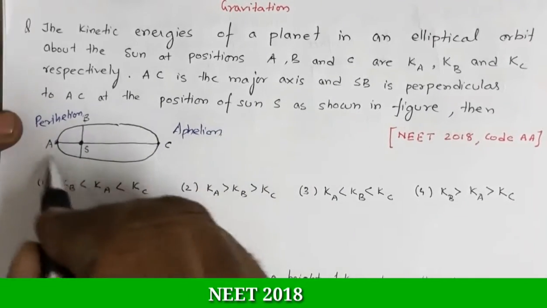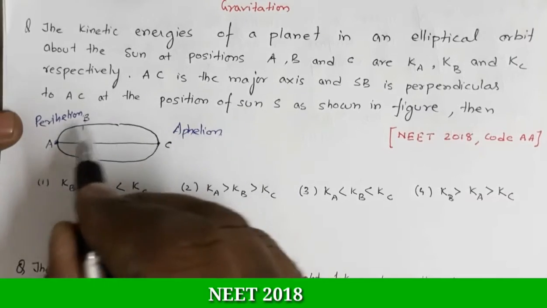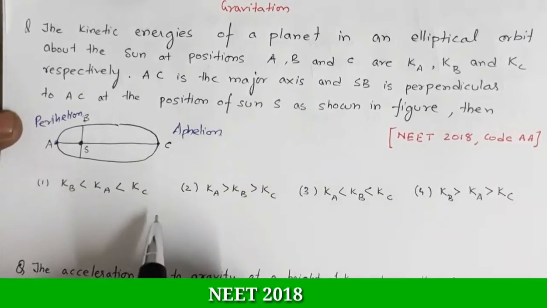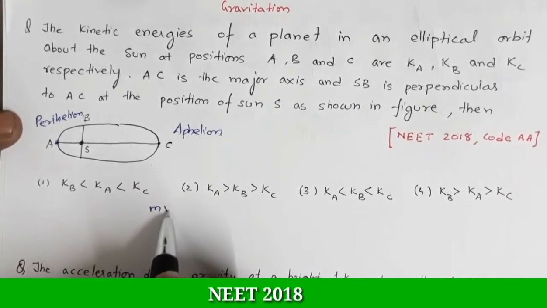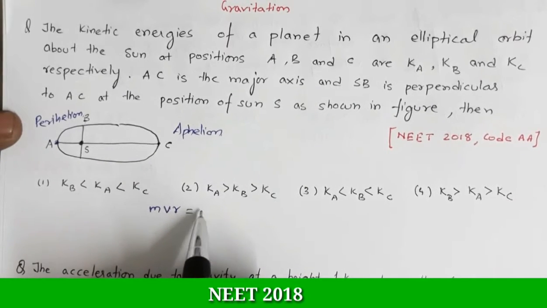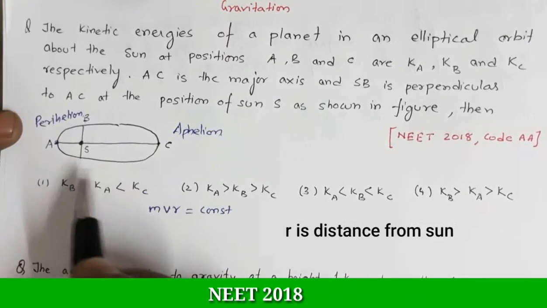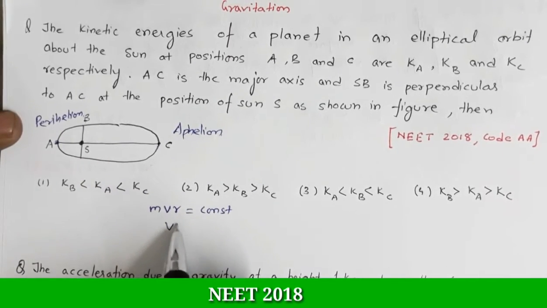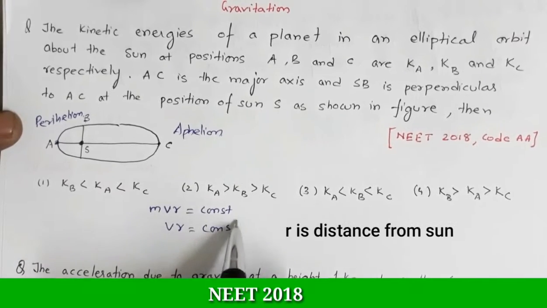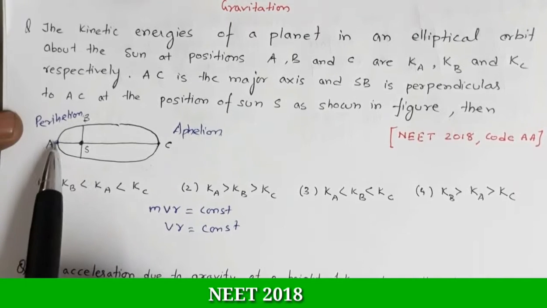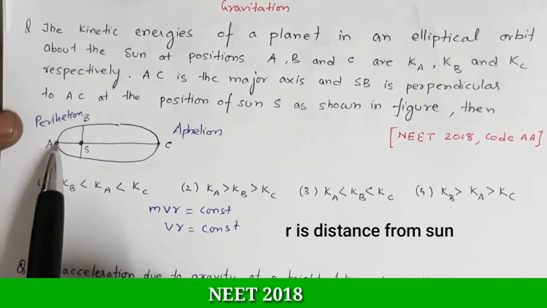Now, when a planet is moving in an elliptical orbit, the angular momentum is conserved. So angular momentum is conserved means mvr, this is the angular momentum, it is a constant. Now the mass of the planet is already constant, so the product of v and r is a constant. So if r is less, v will be more. So r is least in the case of position A.